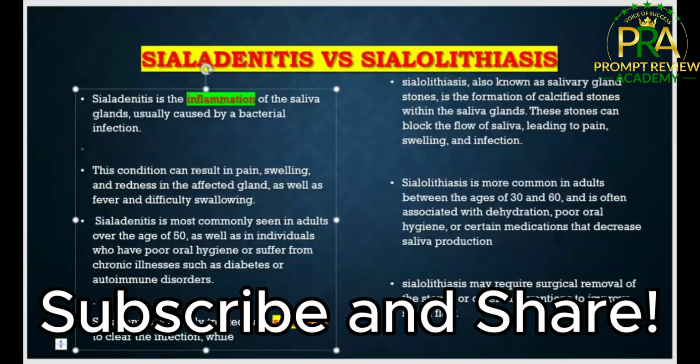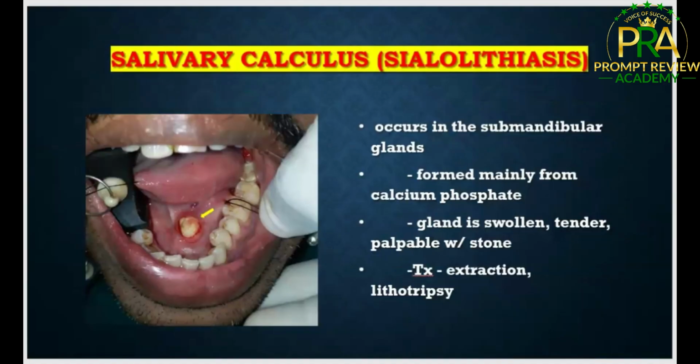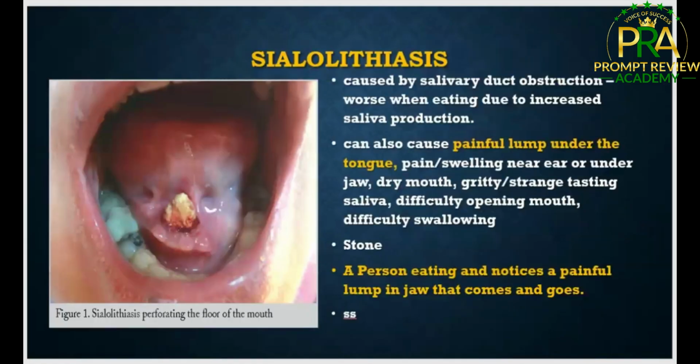We will talk about sialadenitis and sialolithiasis. Like I said, two of them are very common in the exam. So one is the salivary stone. You can see that salivary stone. And the buzzword here is painful lump under the tongue. Painful, a person eating and notices a painful lump in the jaw that comes and goes. Painful lump.